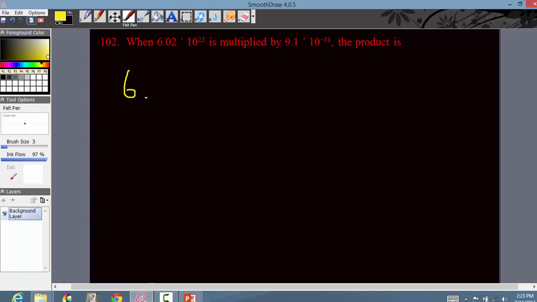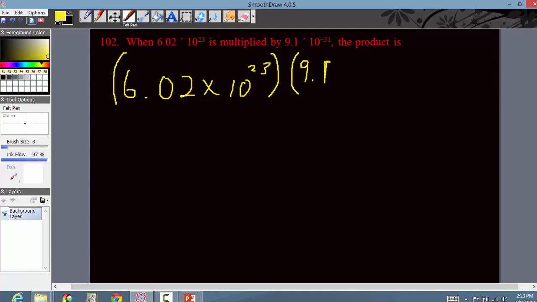So I got 6.02 times 10 to the 23rd. Now here's the way I'm going to write it out. I'm going to put parentheses here because that's an actual number. And what I'm going to do is I'm going to multiply it by 9.1 times 10 to the minus 31.